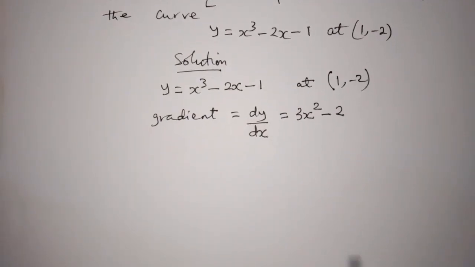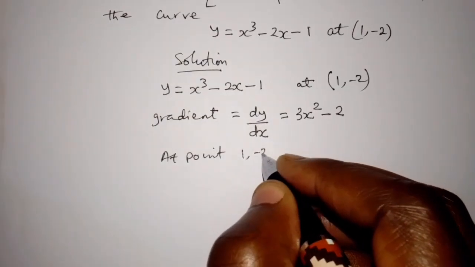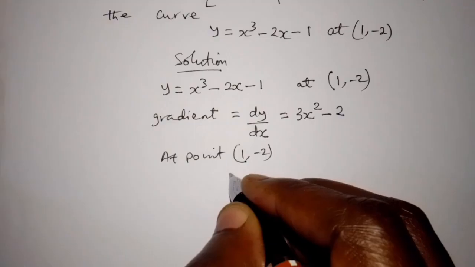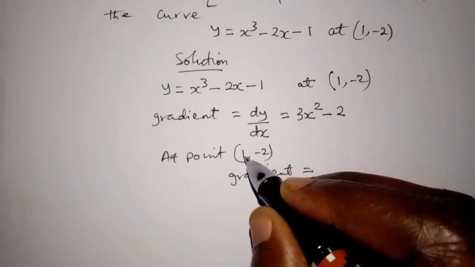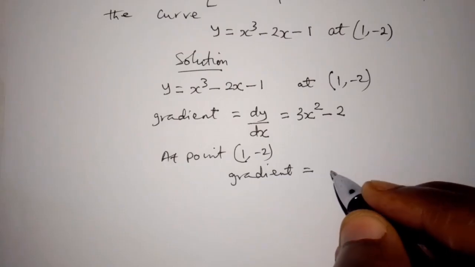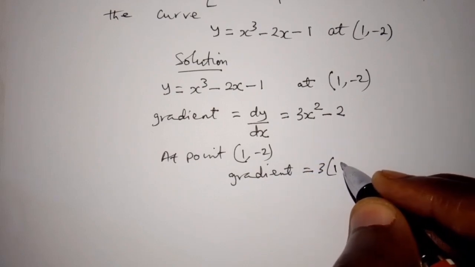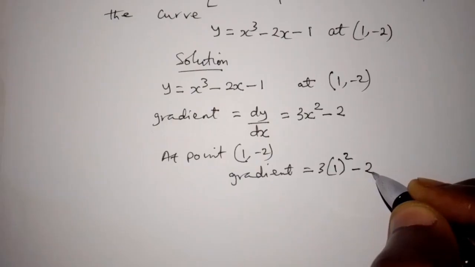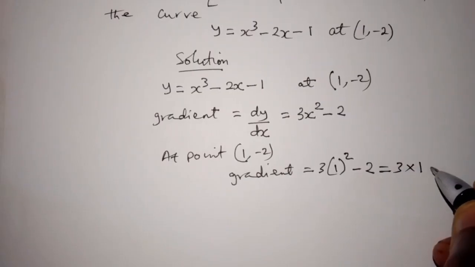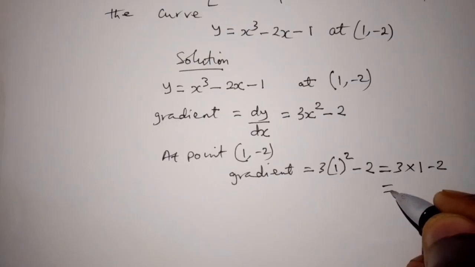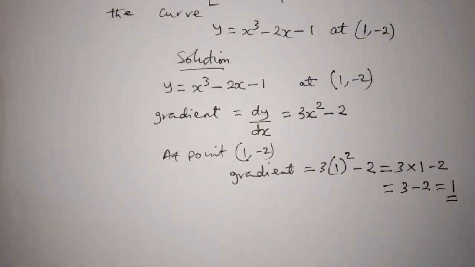Now at point 1, negative 2, our x here is 1, so our gradient will be 3 times 1 power 2 minus 2. That is giving us 3 times 1 minus 2, which is equal to 3 minus 2, which is equal to 1. So the gradient is 1.